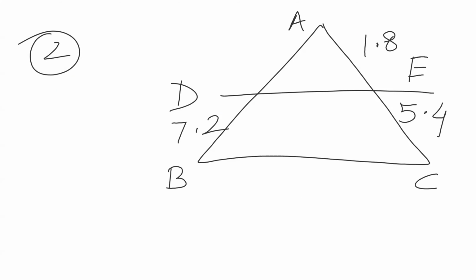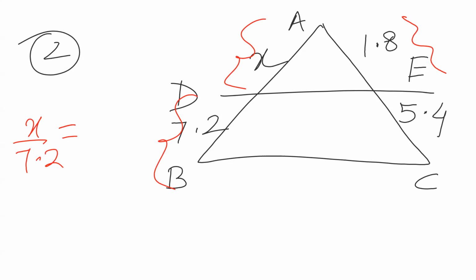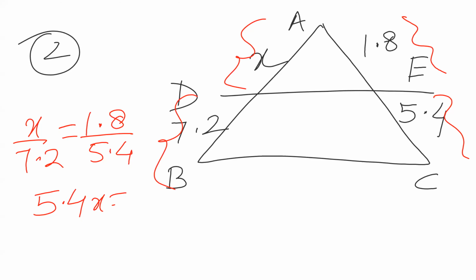I guess you have to find the value of AD, right? Yes, we'll take care of proof also. Just wait. You have to find the value of AD. Yes. Again, you have to use the basic proportionality theorem. See this one. X by 7.2 equal to 1.8 by 5.4. Fine. Cross multiplication: 5.4x equal to 1.8 into 7.2.